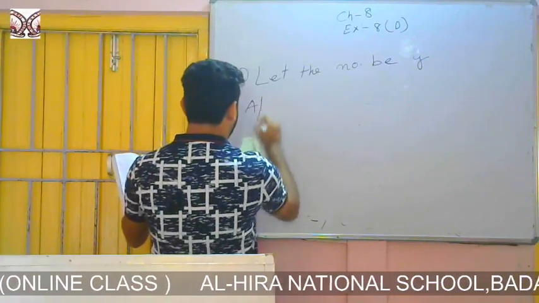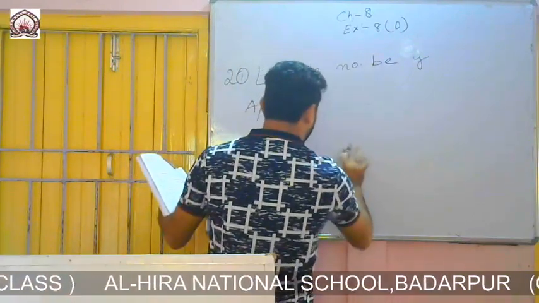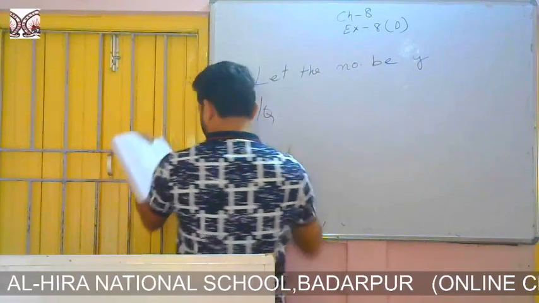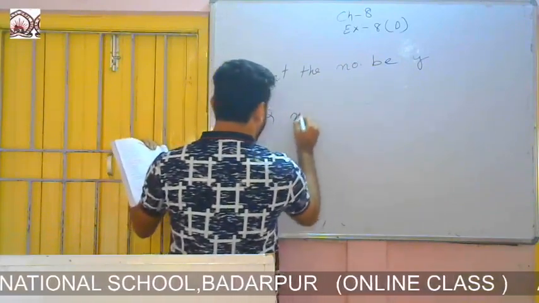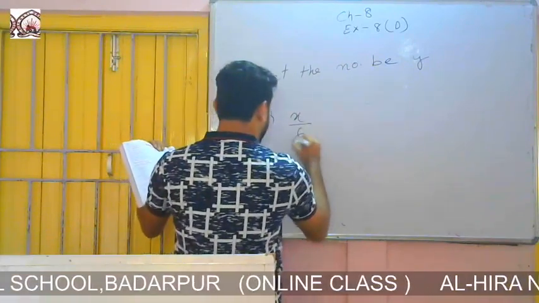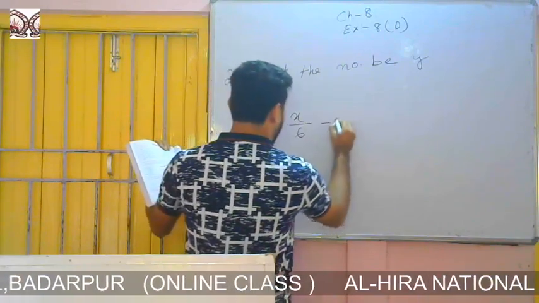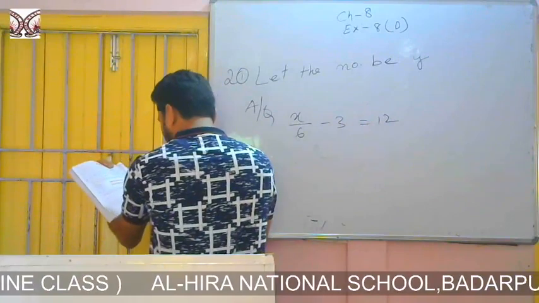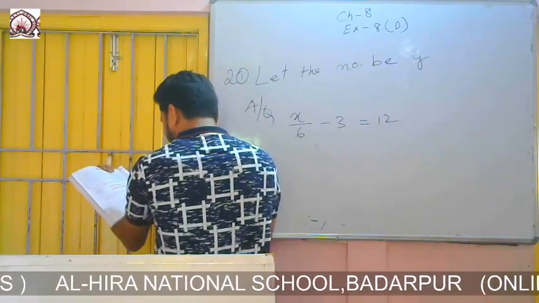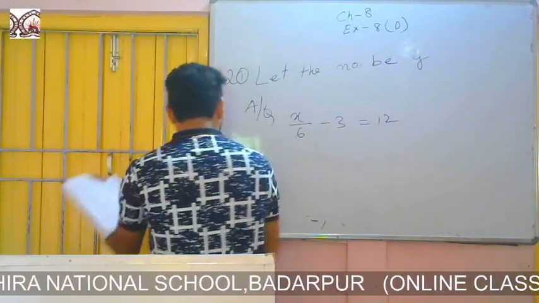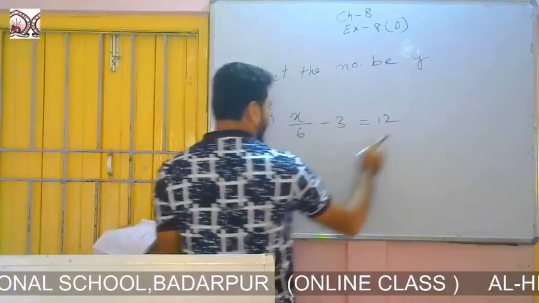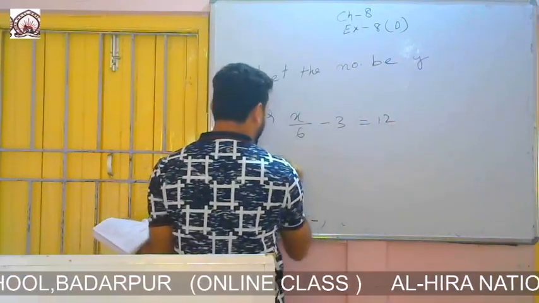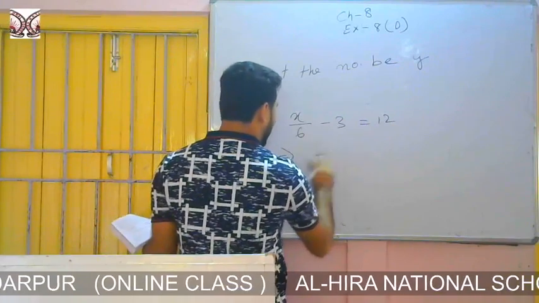According to the question, it will be like that. Here in the answer it is given 90. So for 90 it will be like that: x by 6 minus 3 equals 12. Here you see, a number divided by 6 minus 3 will be, not again minus. Okay, minus 3, only just minus 3. Then the answer will be correct.